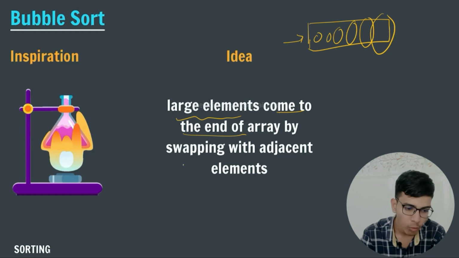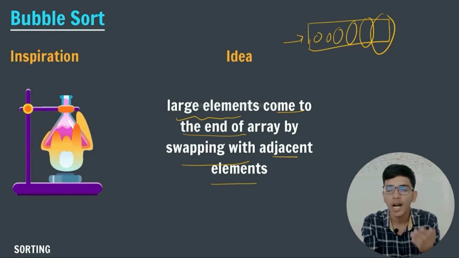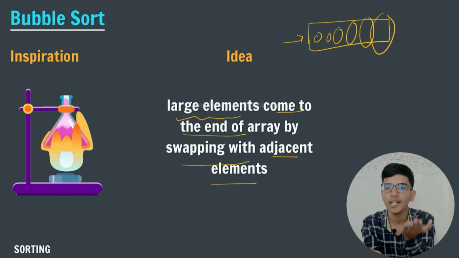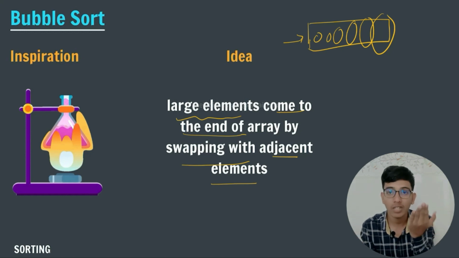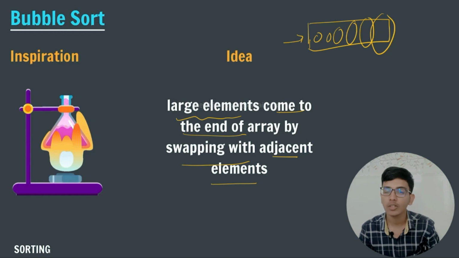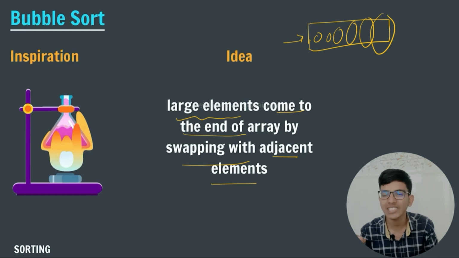We will use swapping between two adjacent elements. We will compare two elements. If our first element is greater than the second element, then the two elements will get swapped. After that, the second element with the third element. If the second element is greater than the third element, again swap. After that, the third element with the fourth element. Again, if the third element is greater than the fourth element, then swapping will take place. If both elements are the same or the first element is less than the second element, then no swapping will take place. So this is the fundamental.